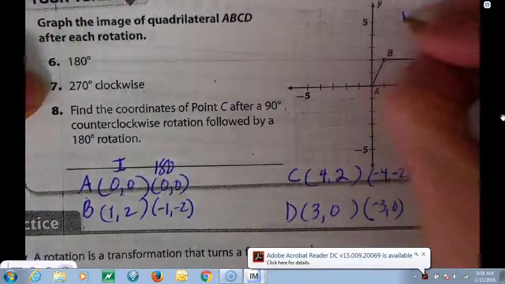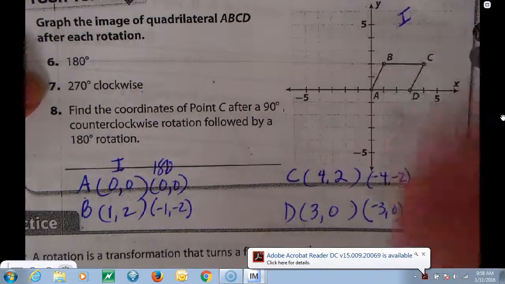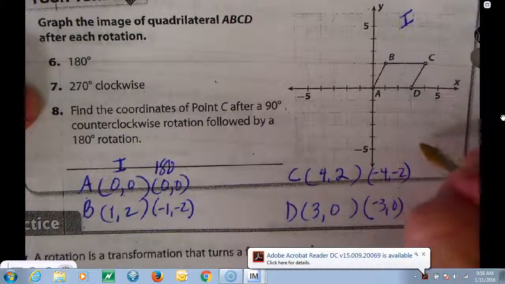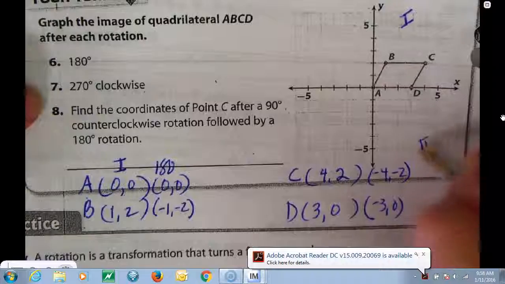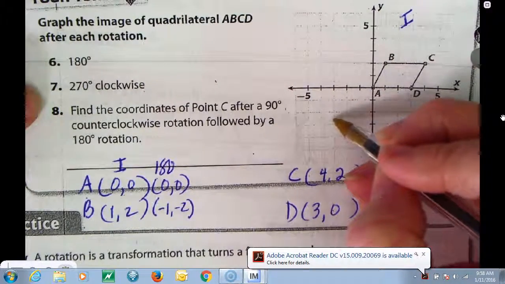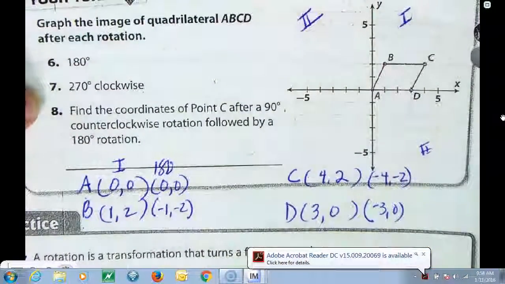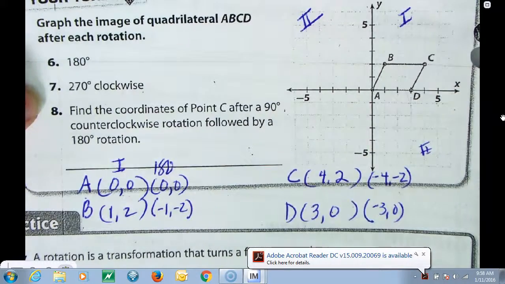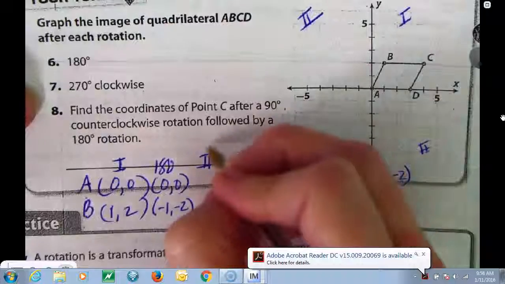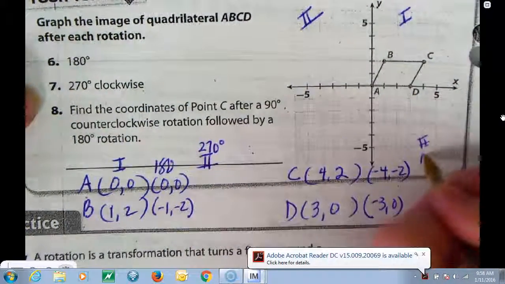So let's think about this a minute. We're in 1. We're going to go clockwise. So we're going to go this way, aren't we? So we're going to go to 2. That's 90. 90. You got to know what you're ending up in. Put a 2 up here. Oh, and write 270. We're doing 270. Quadrant 2.